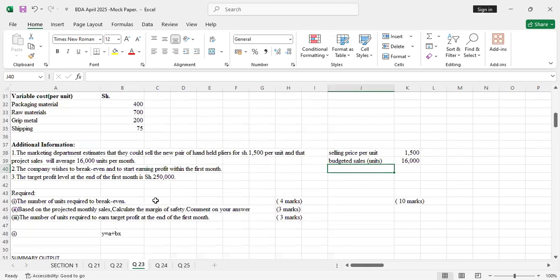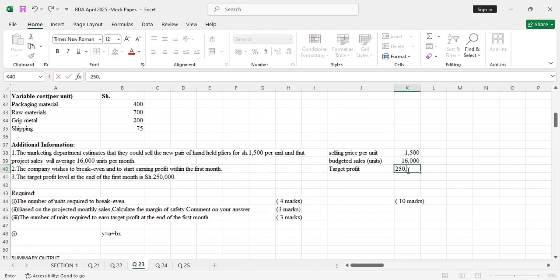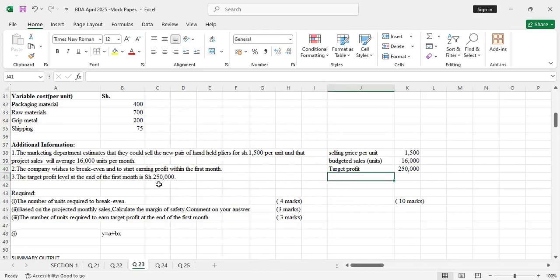Number two, the company wishes to break even and to start earning profit within the first month. Number three, the target profit level at the end of the first month is shillings 250,000. So I'll also write that target profit. It is 250,000. I always tell my students to analyze questions in this order so that it makes your work easier, even as you approach the question.